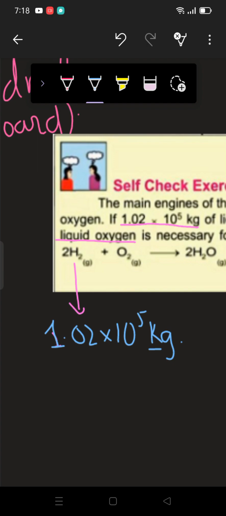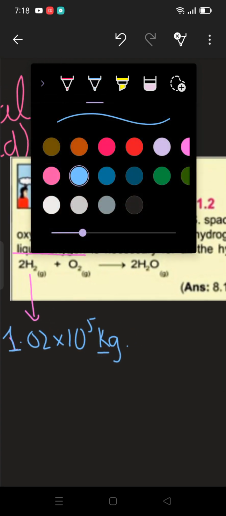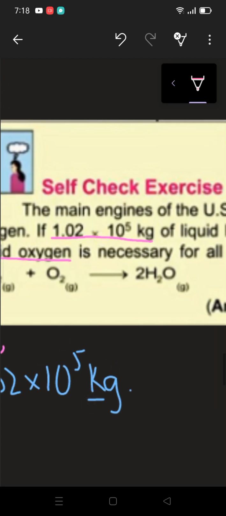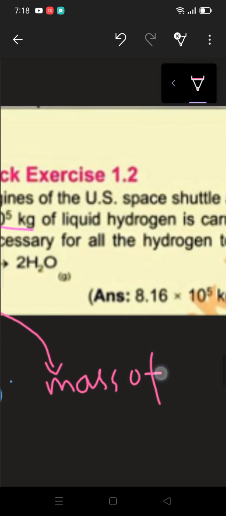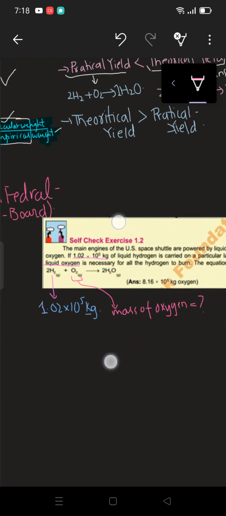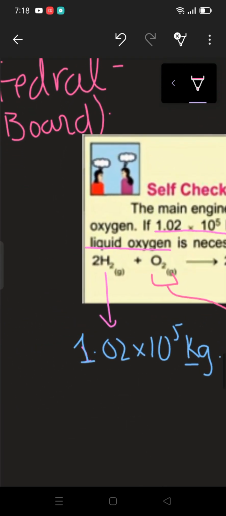Mass of hydrogen is given, we need to find the mass of the oxygen, which is unknown. Now see, if the mass of one quantity is given, you can find the number of moles of it, right? What formula have we studied?